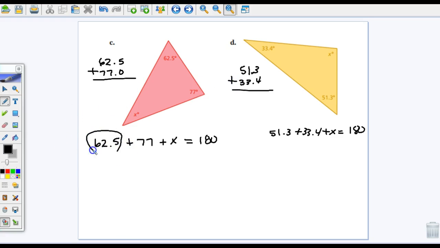So I'm going to go ahead and add these two. Remember, line up your decimals. I get 139.5. Hopefully you got the same thing. Let's go ahead and draw our line down here. 139.5 plus x is equal to 180.